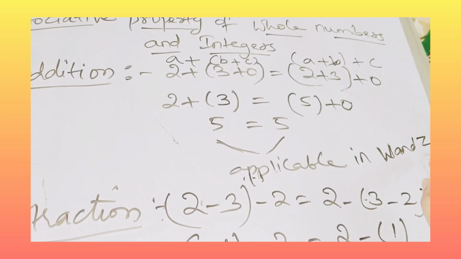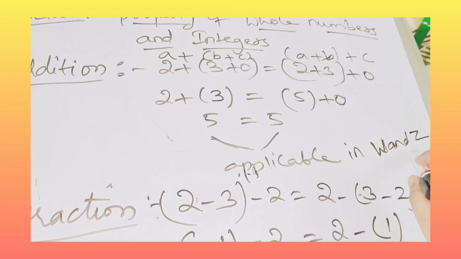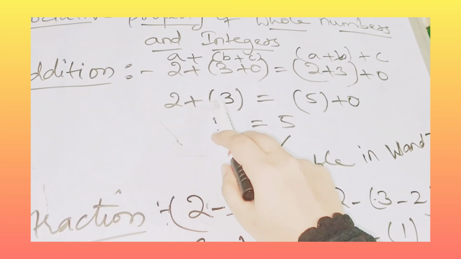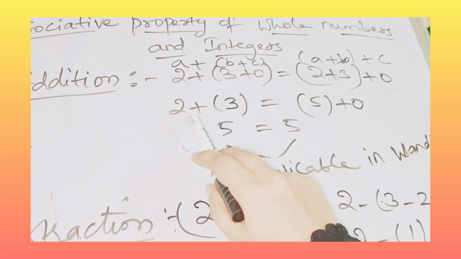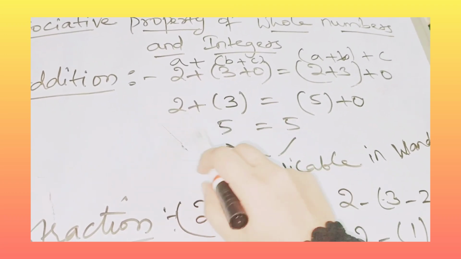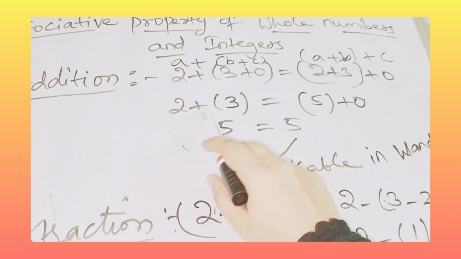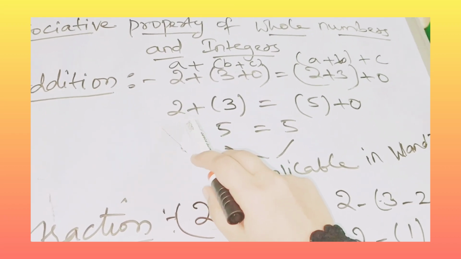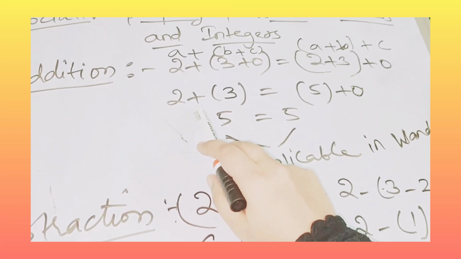So don't multiply this. Most students make this mistake: they multiply 3 twos are 6 and write that answer. Here there is a plus sign, so don't multiply this, add it.